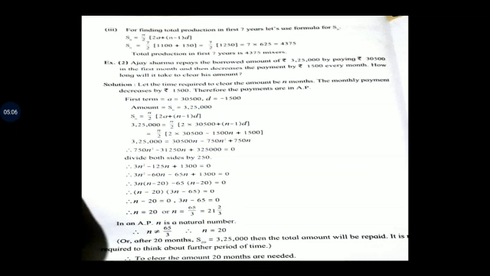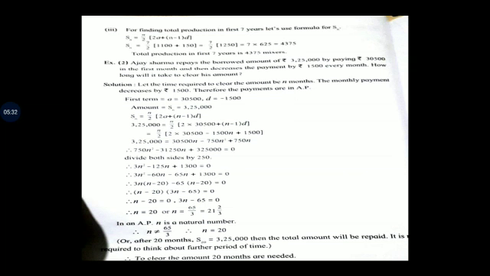So for finding that total production, that is the sum of n terms, you have to make use of the formula S of n. The formula for S of n is S of n equals n by 2 into 2a plus n minus 1 into d. You know the value of a and the value of d, so you have to substitute them in that equation to find the value of S of n.